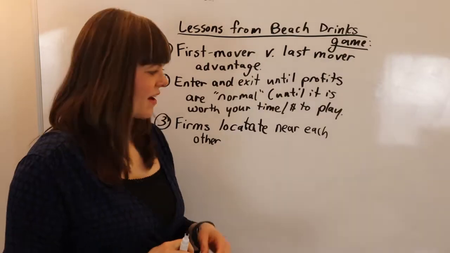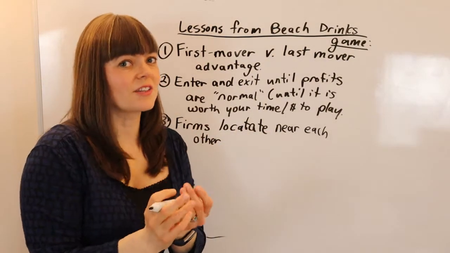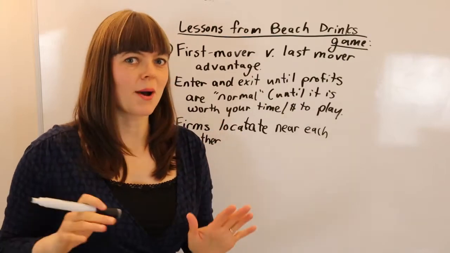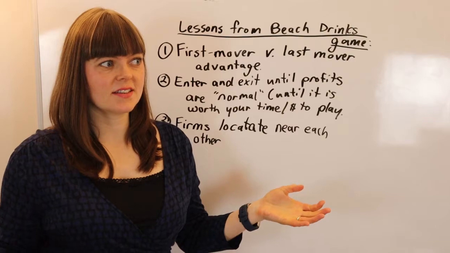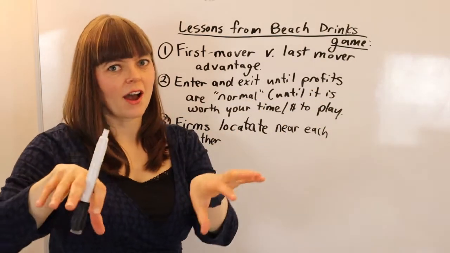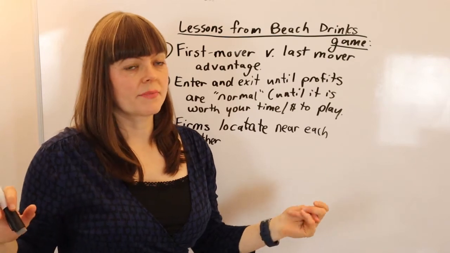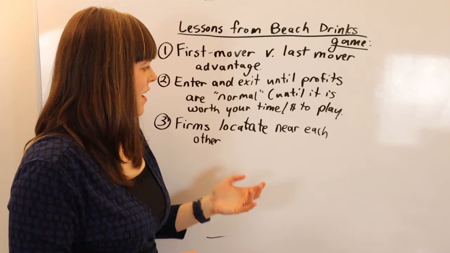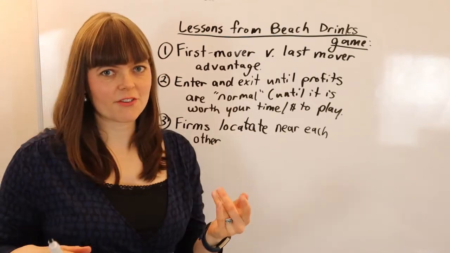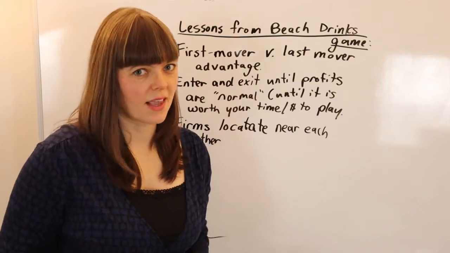The third thing you should have gotten from this exercise is you notice how firms locate near each other once they've figured out the optimal strategy in the game, and you see that in real life. You see businesses like two competing grocery stores across the street from one another rather than spreading out. You see gas stations across the street from one another rather than spreading out. And the reason for that is analogous to the reason you discovered through playing this game.